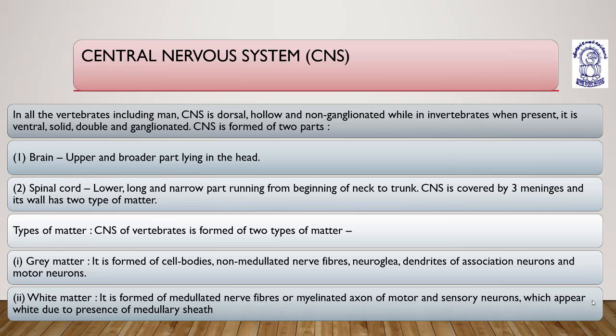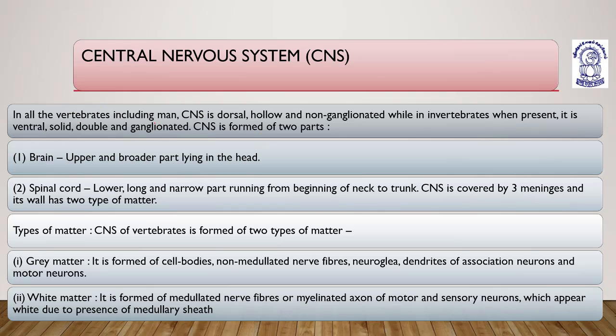My dear students, in the last lecture, we started the introduction of the nervous system. Today, moving ahead with this chapter, that is neural coordination and integration, we will talk about the central nervous system, or CNS.